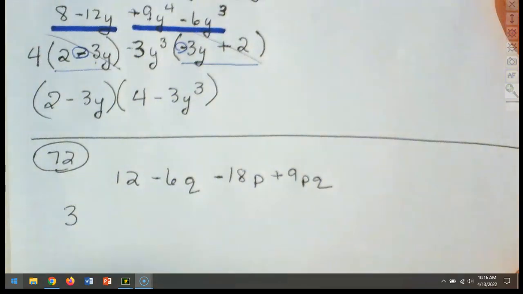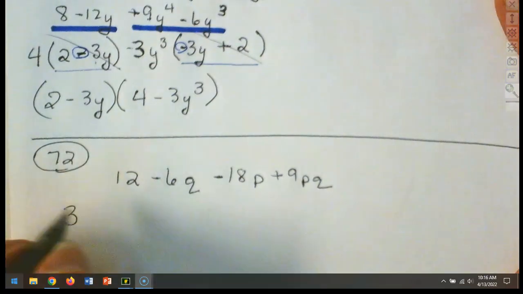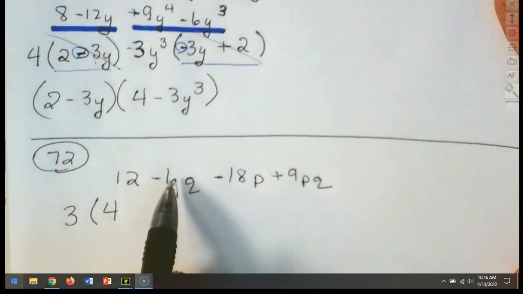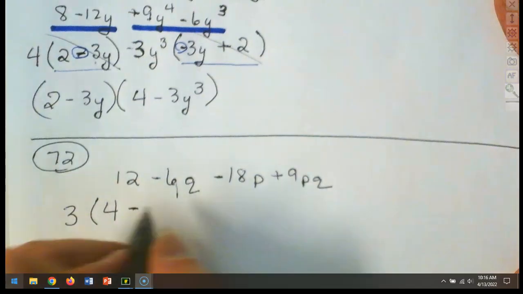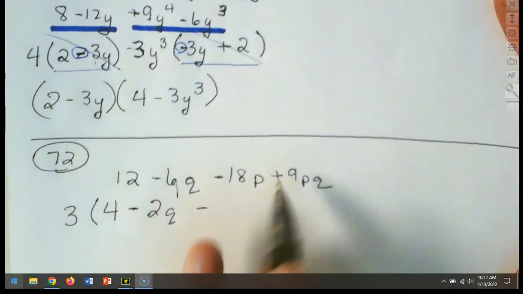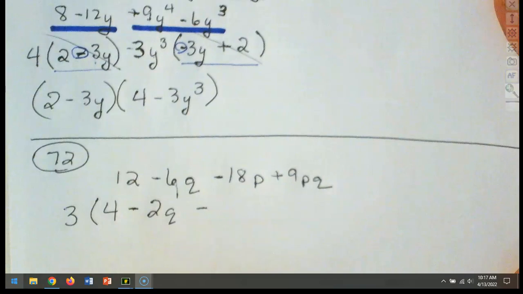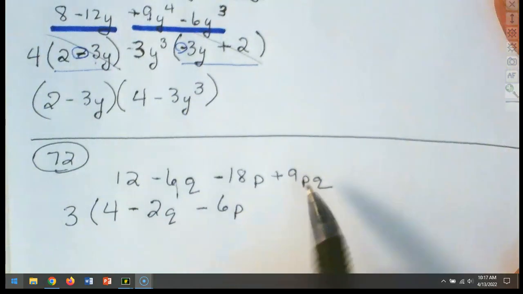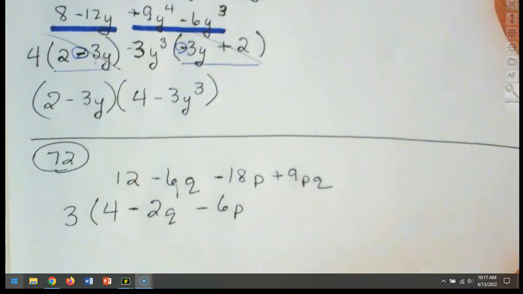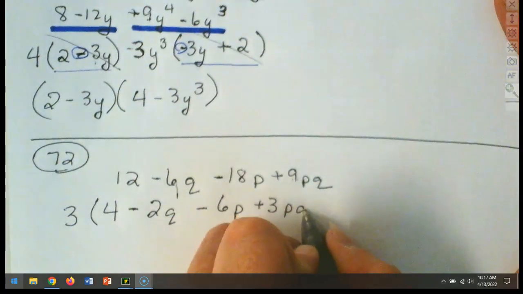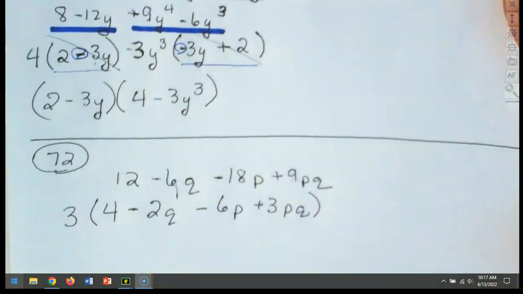So we're going to place a 3 out in front, and we're going to see what we're left with. Well, 12 divided by 3 is a 4. 6 divided by 3, it's a negative, so we're going to leave you with a minus 2q there. Then we've got a minus 18 divided by 3. Well, 18 divided by 3 leaves you with a minus 6p. And then we've got 9. 9 divided by 3 leaves you then with a positive 3pq.